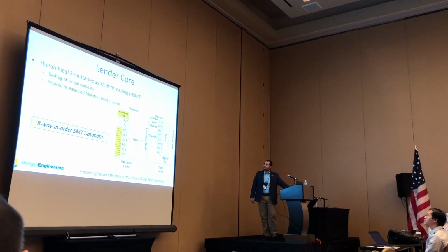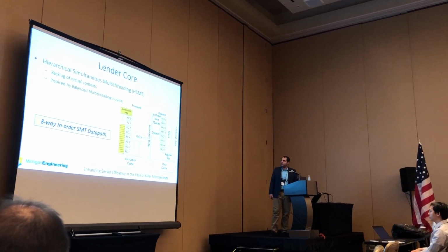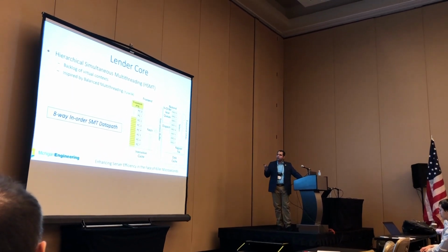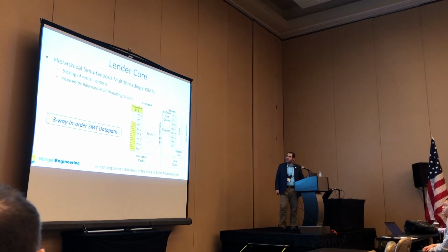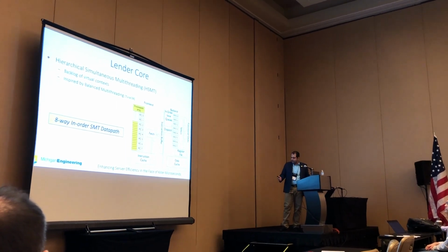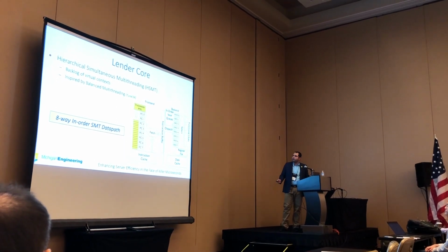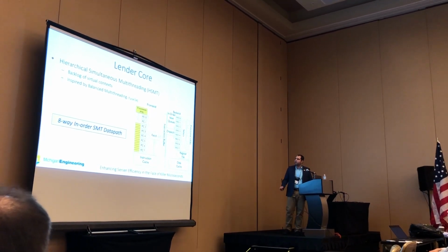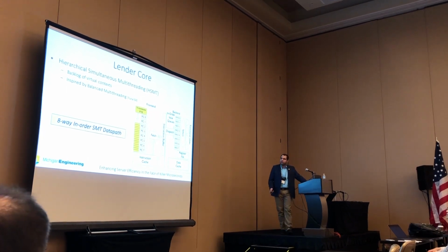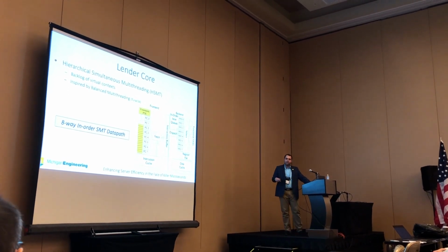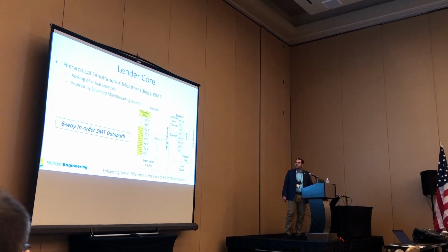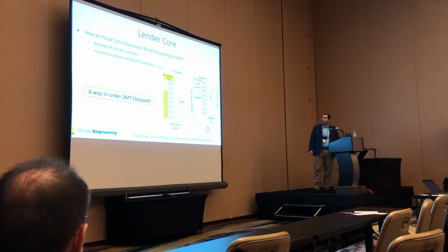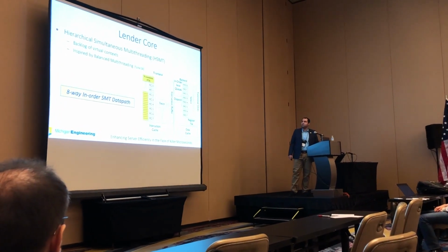So this is the data path for the lender core we designed, and as you see, the data path is really like an 8-way in-order SMT data path. The only thing that is added to it is a pointer to a context queue of virtual contexts in the memory, and whenever one of the active contexts gets stalled, it gets swapped out and replaced with one of the contexts in the memory. This design is inspired by a prior work called balanced multithreading, and we call it hierarchical simultaneous multithreading.